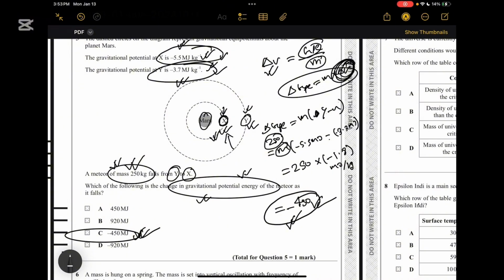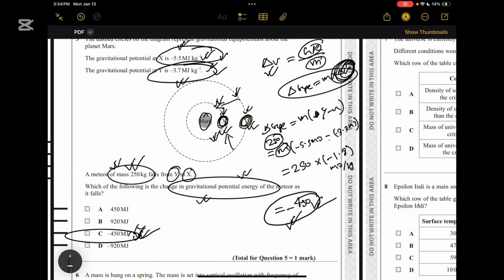Since the meteor is moving towards a lower potential, this loss of potential energy is represented by a negative value. As it goes from a higher potential to a lower potential, the meteor is losing potential, and this loss is shown by the loss of potential energy, which is represented by a negative value.